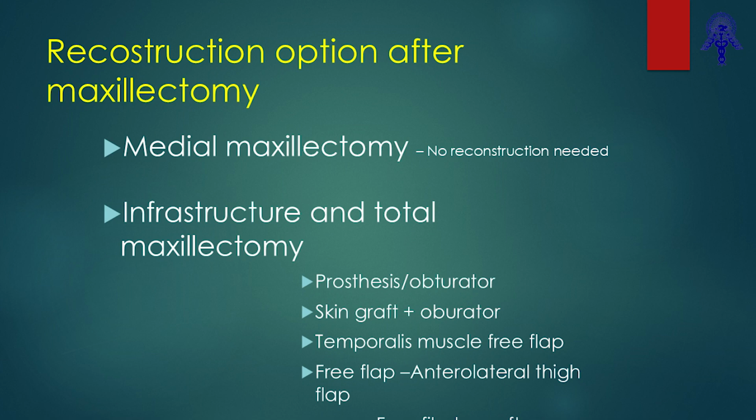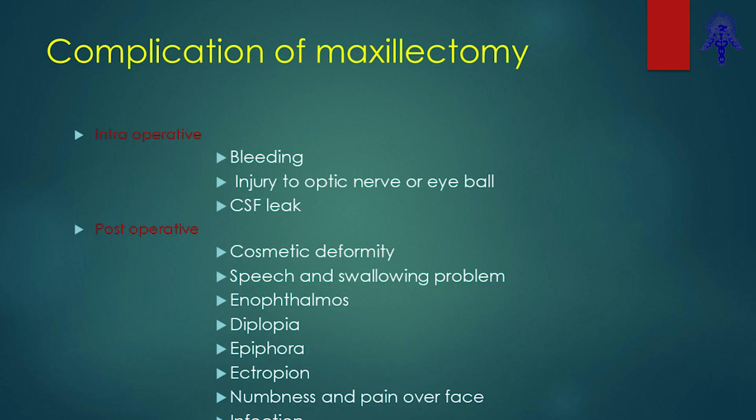The advantage of these osteocutaneous flaps is that we can fit osseointegrated implants. Now complications. In maxillectomy there can be a lot of bleeding due to injury to the internal maxillary artery. We can injure the optic nerve and eyeball. There can be CSF leak, and these are all intraoperative complications. The post-operative complications: we can have a cosmetic deformity, speech and swallowing problems, and enophthalmos, as we are removing the orbital floor in total maxillectomy. If there is injury to the eyeball muscles, then there can be diplopia.